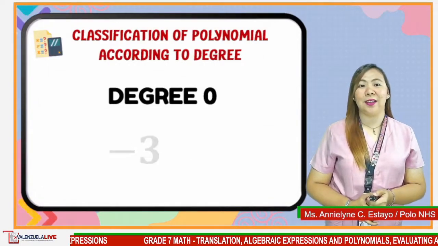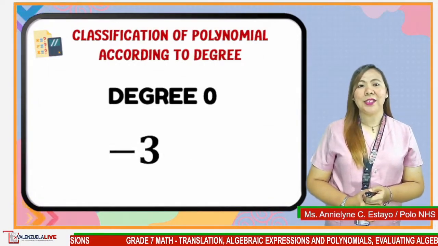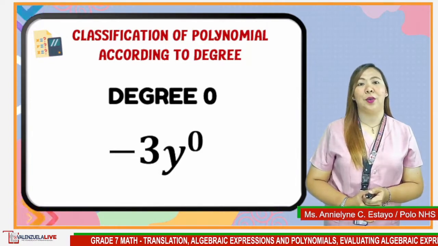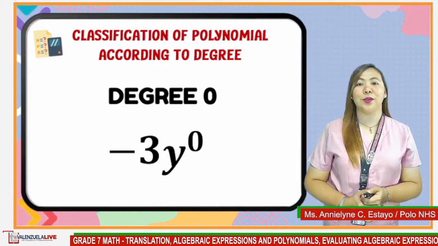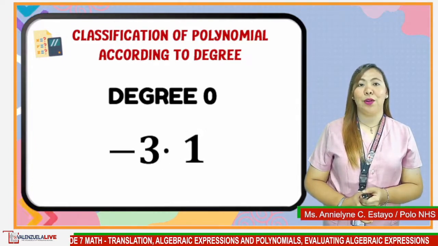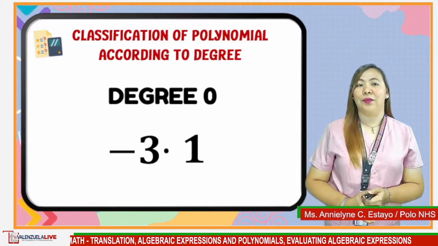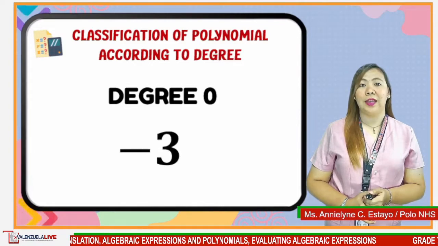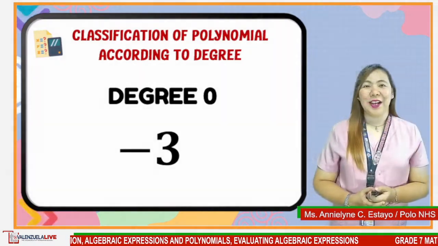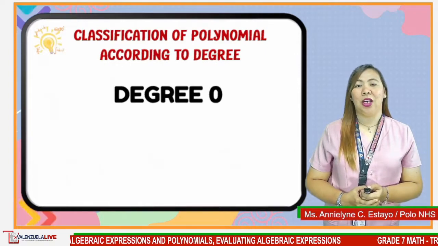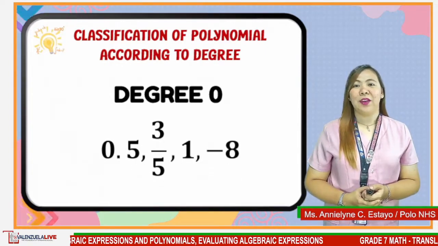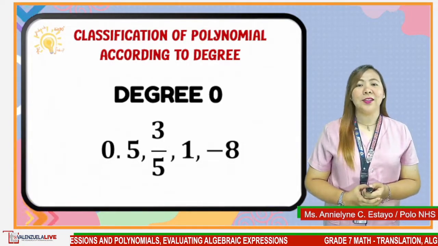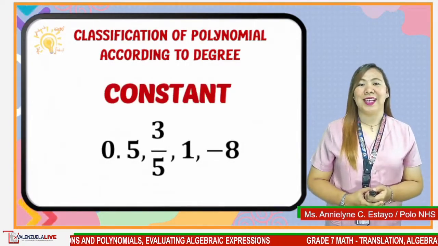Another is negative 3. Let us use y as our variable and raise it to 0. Since y is raised to 0, then it is equal to 1. So we have negative 3 times 1, which is equal to negative 3. Other examples of degree 0 are 0.5, 3/5, 1, and negative 8. And these are examples of constant.